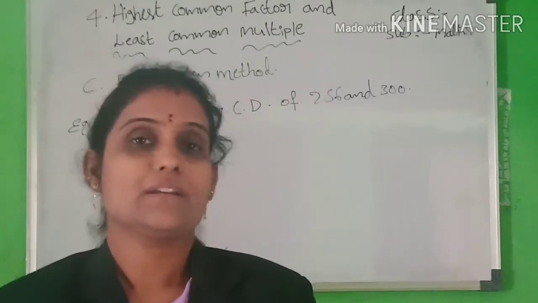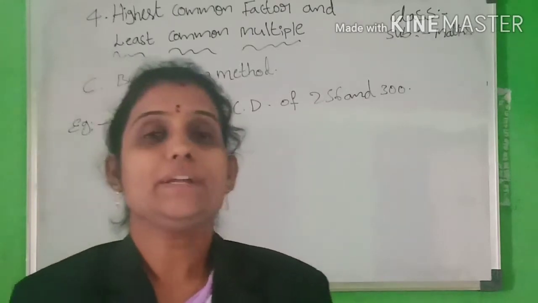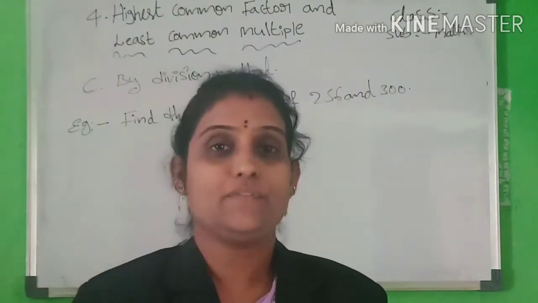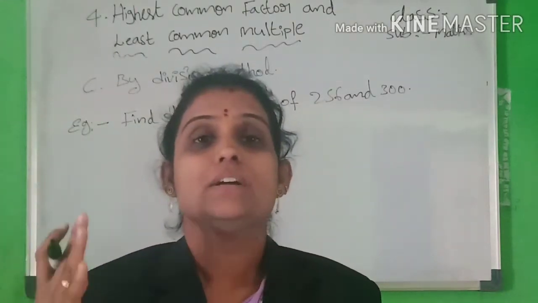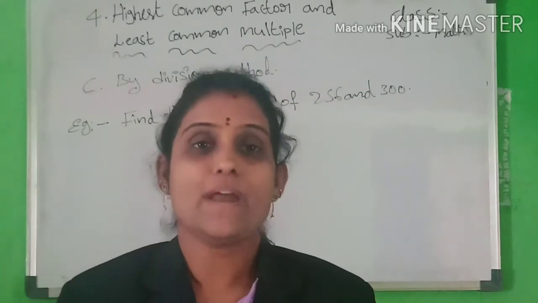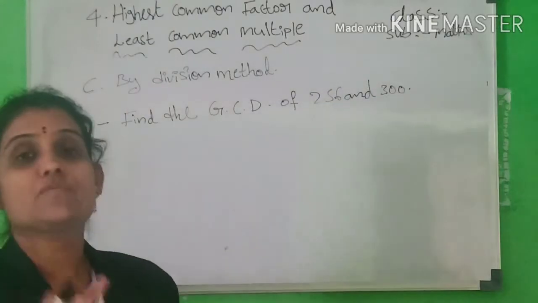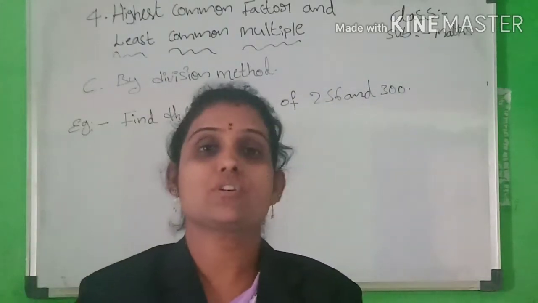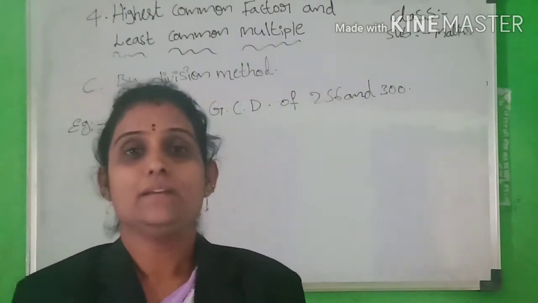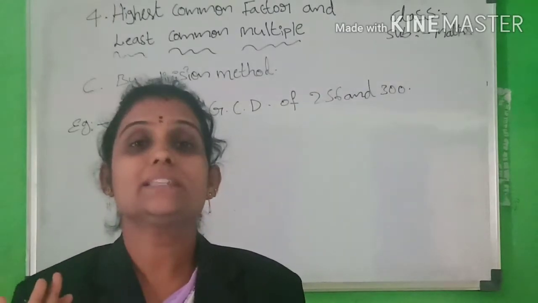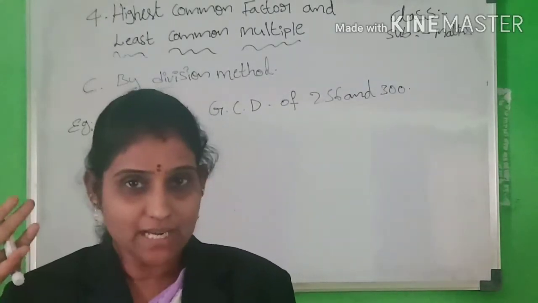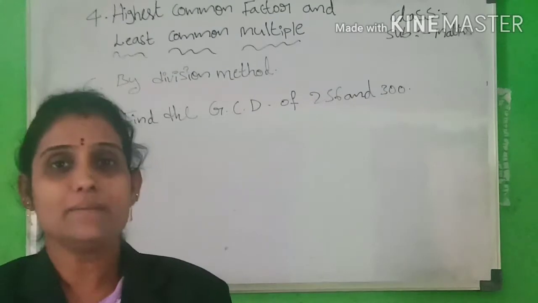Okay, children. Completed now? Today we are going to learn lesson 4: Highest Common Factors and Least Common Multiple. In method 3, what is method 3? By division method.